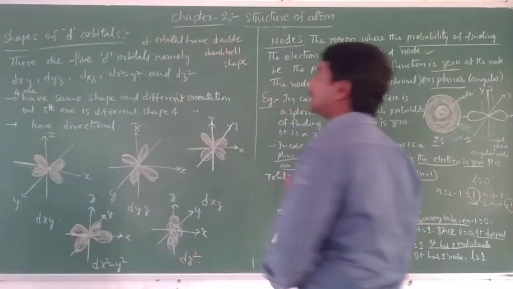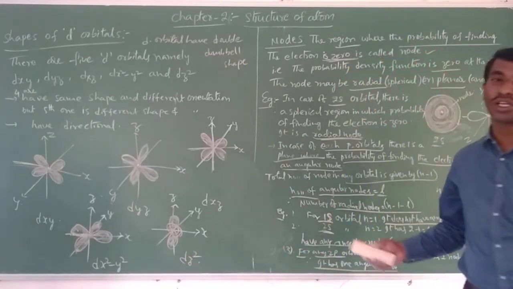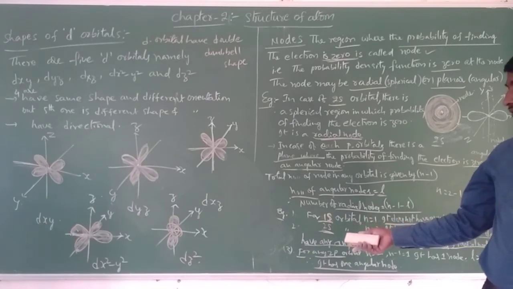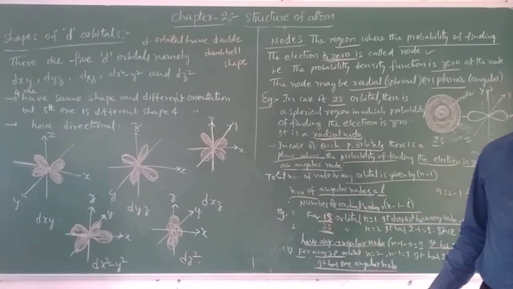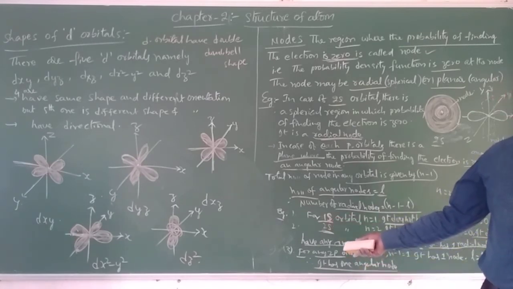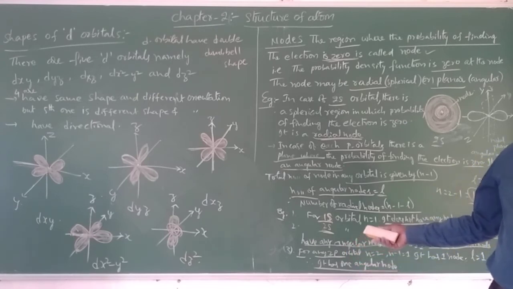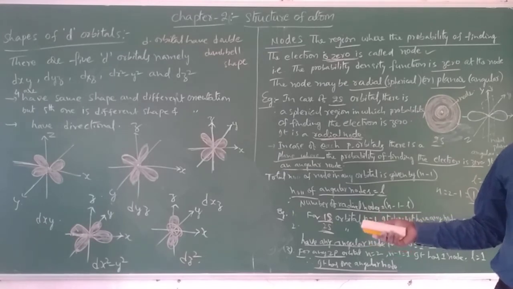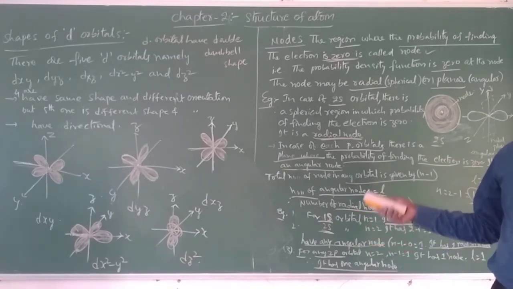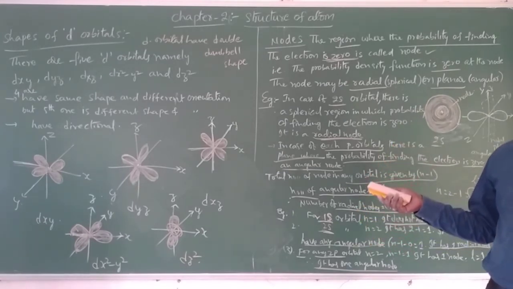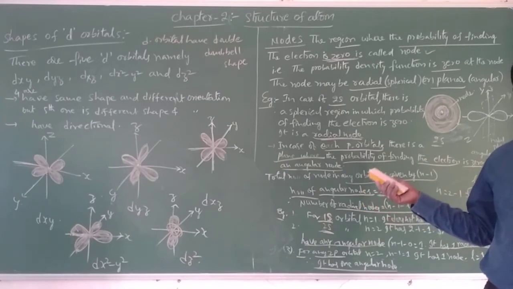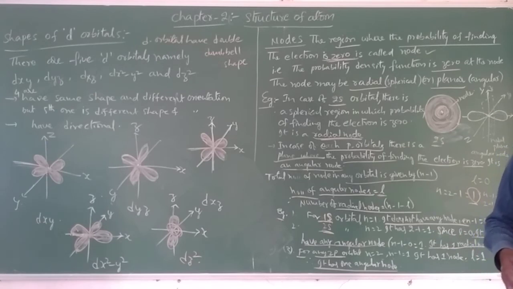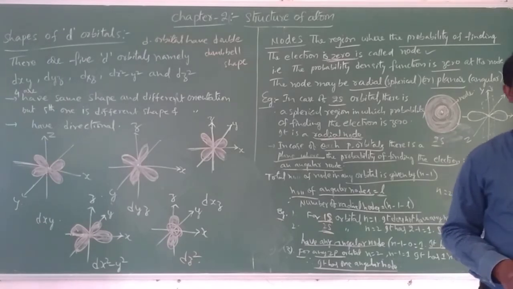So here are the shapes of the orbitals and nodes. How to calculate nodes for any given orbital? For any orbital, we calculate the nodes as n minus 1. For radial nodes, we use n minus 1 minus L. Okay.